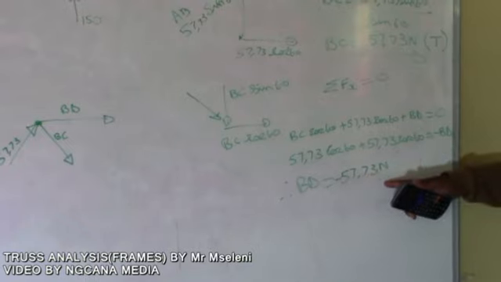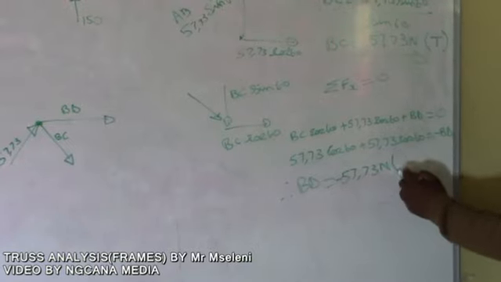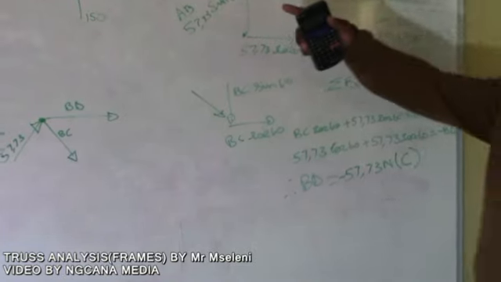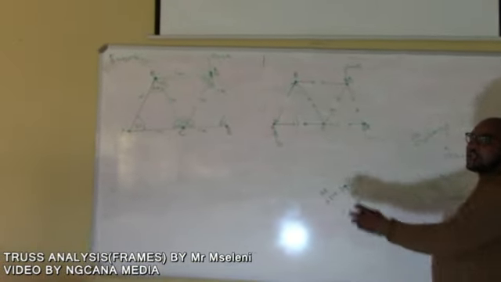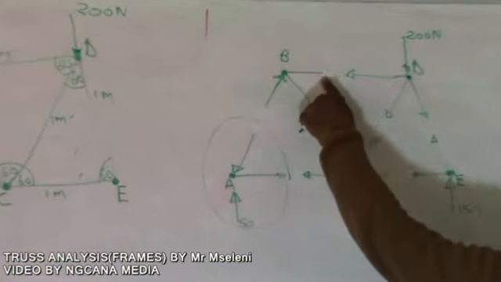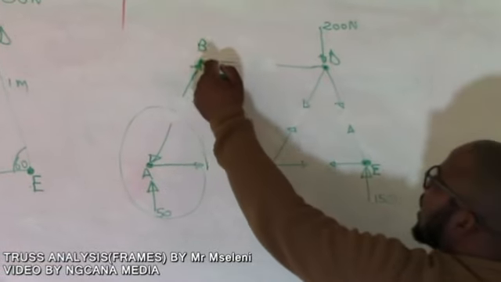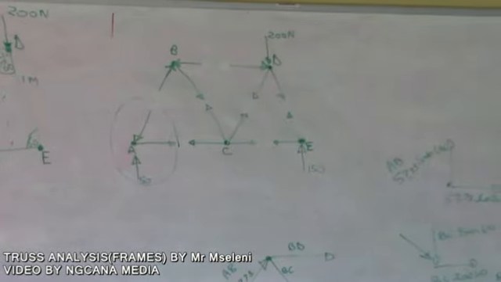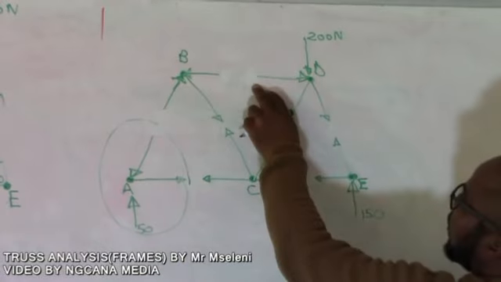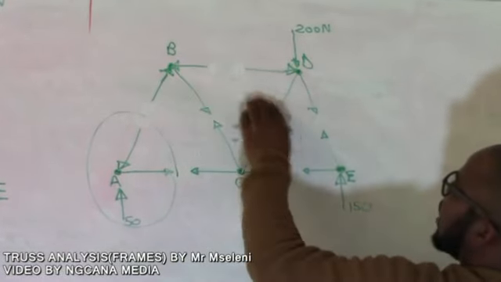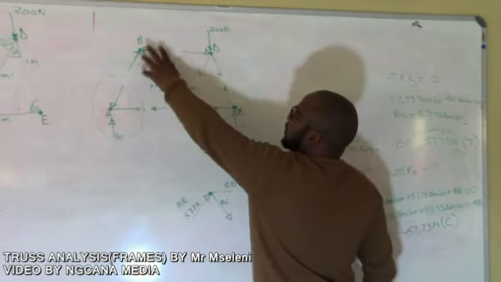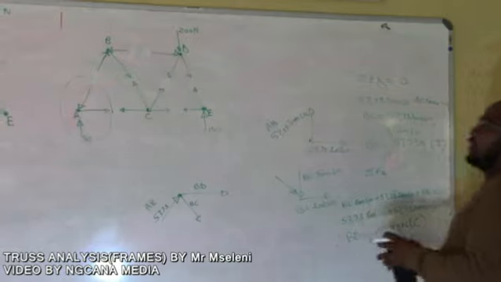If it gives you a negative sign, it simply means that you keep that negative sign and it's under compression. You can go back to your free body diagram, where you assumed it was in tension, change the direction and put it under compression. So your BD on that joint is under compression, with a value of 57.73. Therefore, you are done with this part of the free body diagram, and you can move to another free body diagram.